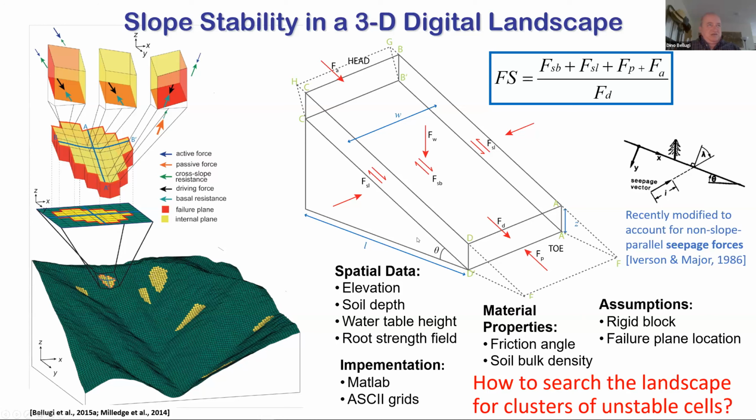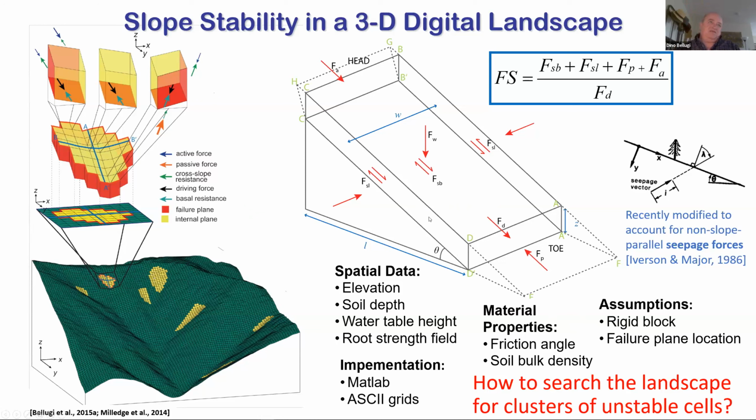So I want to stress a couple of things. We are talking about just shallow landslides. We are assuming a limit equilibrium framework, so we treat this as a rigid block. And another big assumption is the failure plane location, which is typically located at the interface between the soil and bedrock.